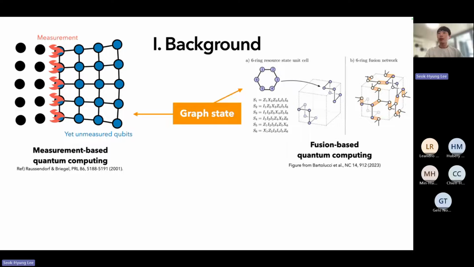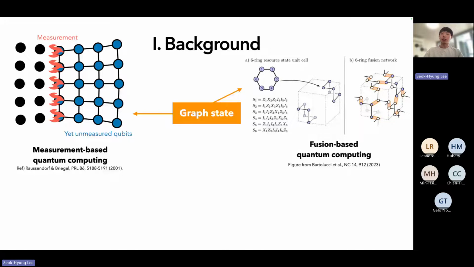And fusion-based quantum computing is a quantum computing scheme recently proposed by PsiQuantum. Unlike MBQC, it uses multiple small graph states, for example, this six-ring resource state. Quantum computing is done by applying two-body measurements called fusion between these graph states. It is actually theoretically equivalent to MBQC, but it differs when we consider its implementation, especially in photonic systems.